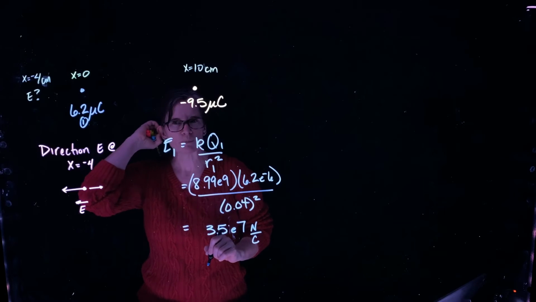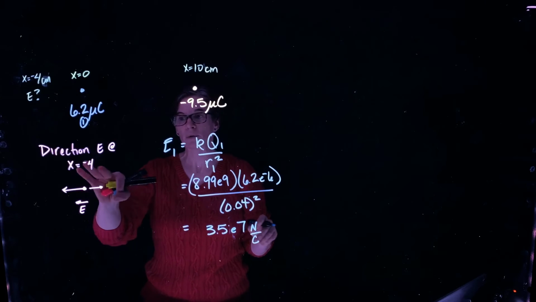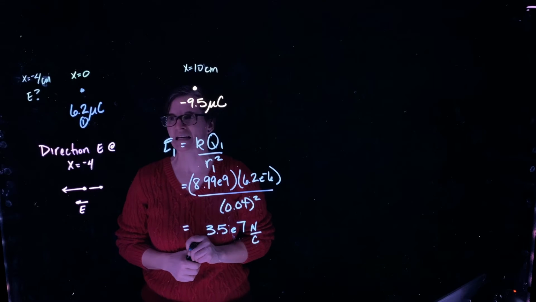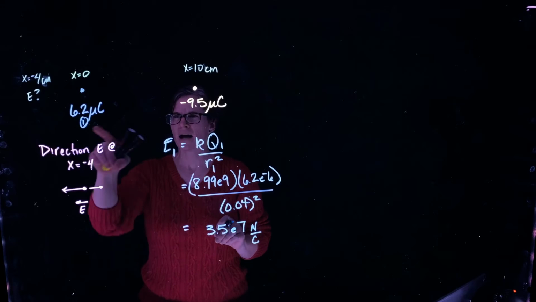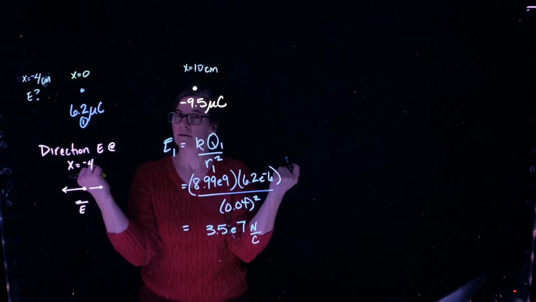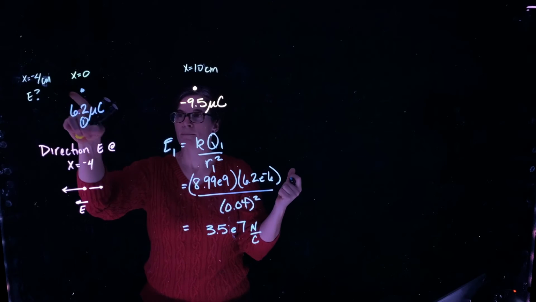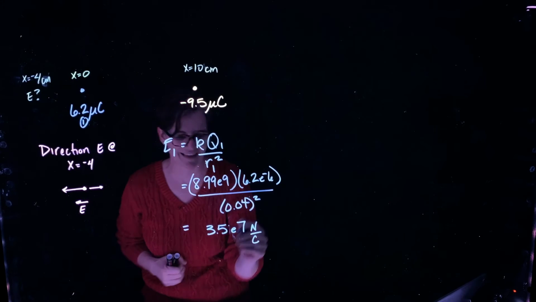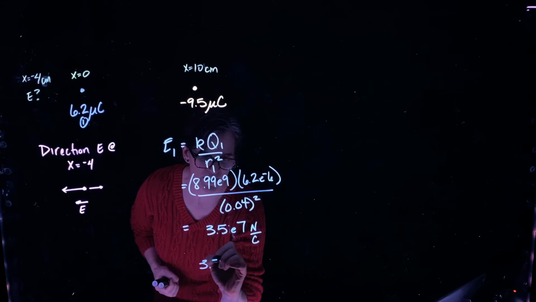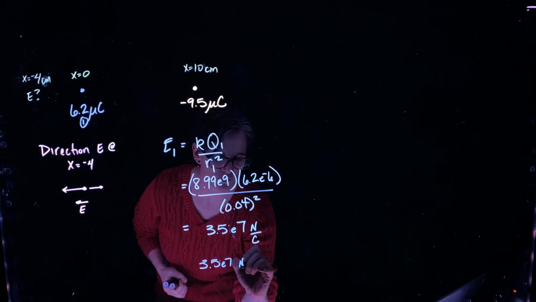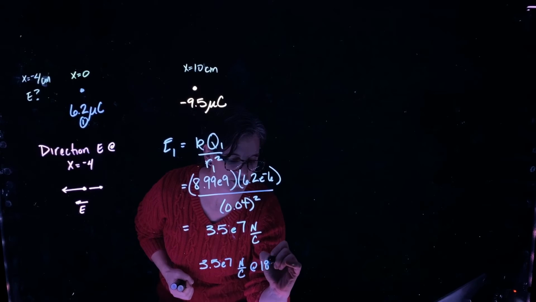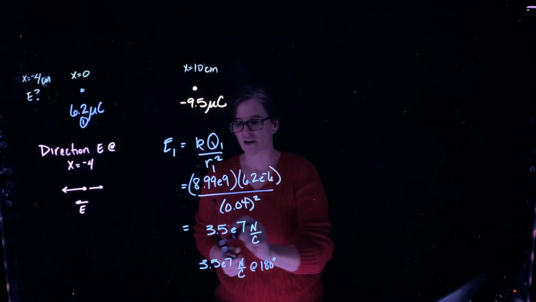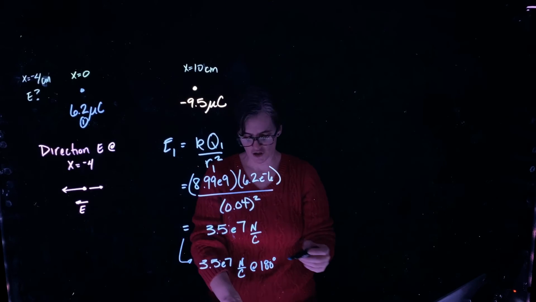That's the magnitude, but what about the direction? Because when we're going to superimpose these, so superposition of these, the direction matters. Positive charge, field lines point out, pointing out at this location means pointing to the left. So we're at 3.5 times 10 to the 7th newtons per coulomb at 180 degrees. We're pointing to the left. All right. What about for charge 2?